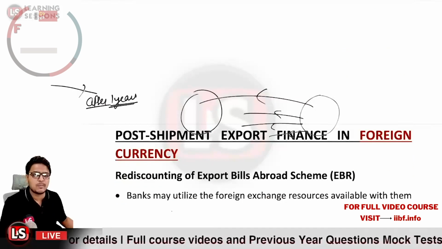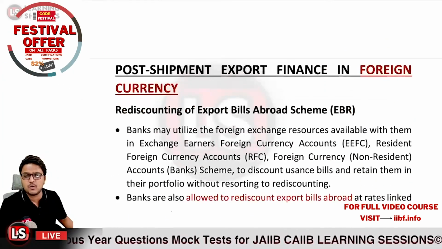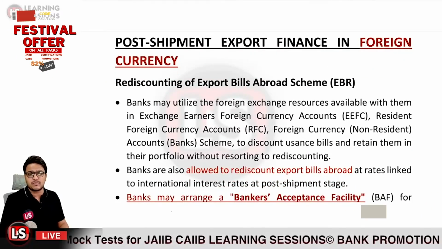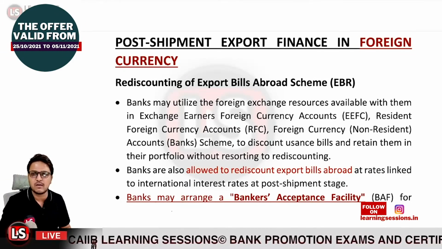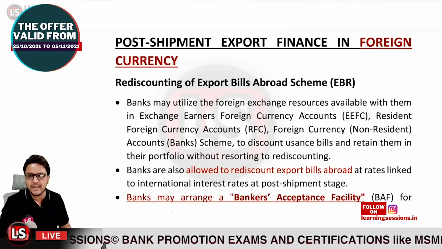Then further it is related to the post shipment export finance in foreign currency. So it is first of all related to EBR, that is the rediscounting of export bills abroad scheme. It is related to the export bill, the rediscounting of export bill abroad scheme, that is the EBR scheme. So what can banks do?